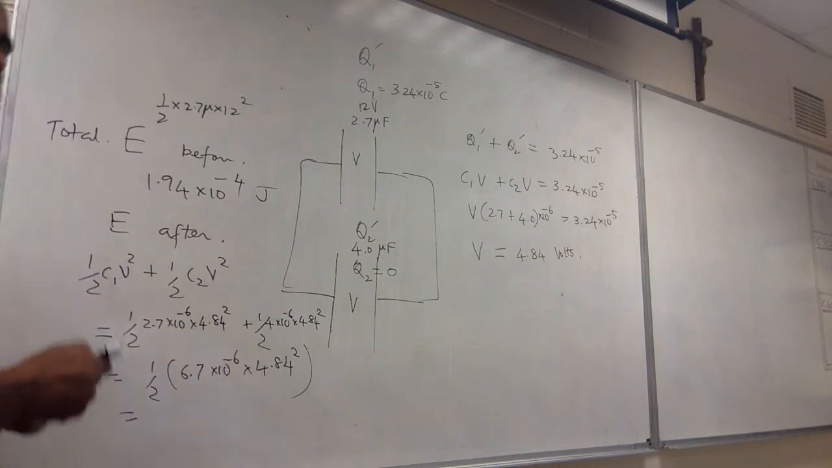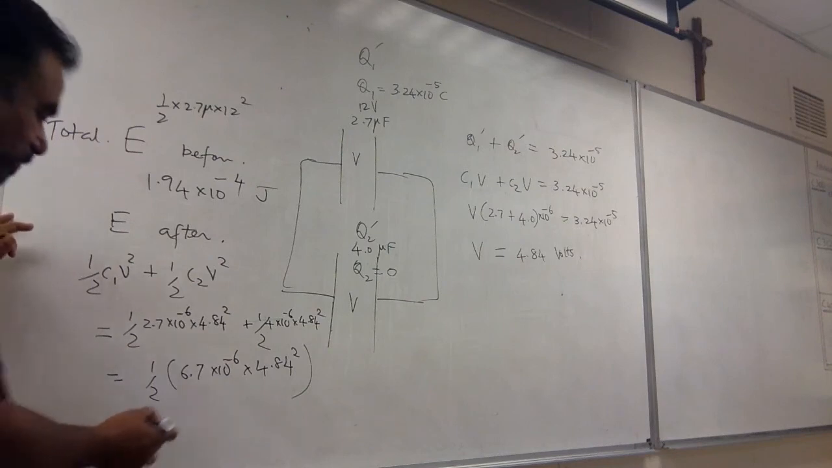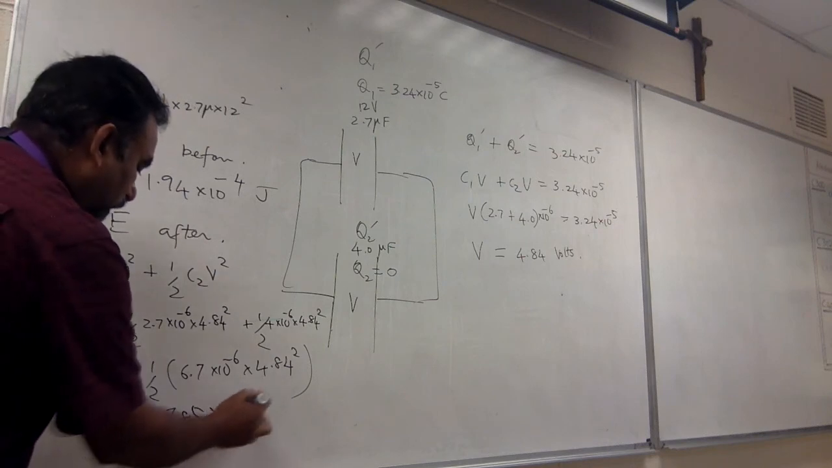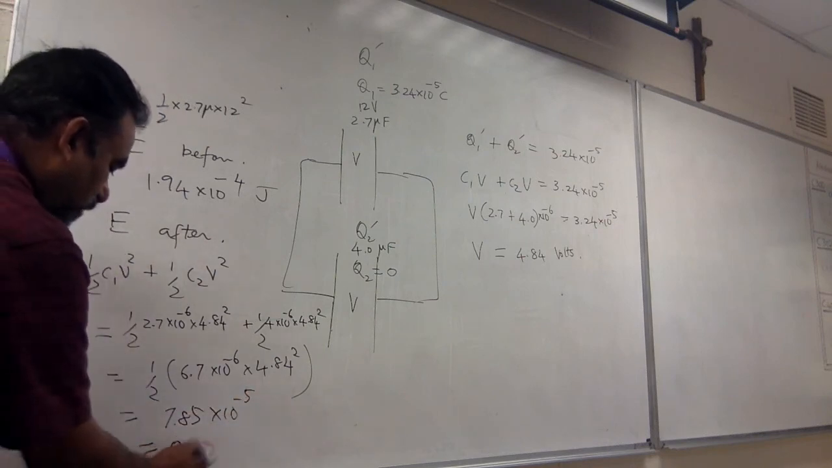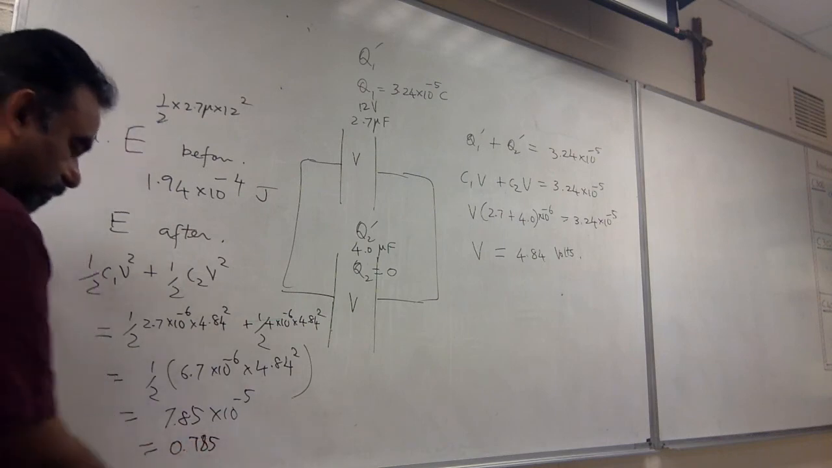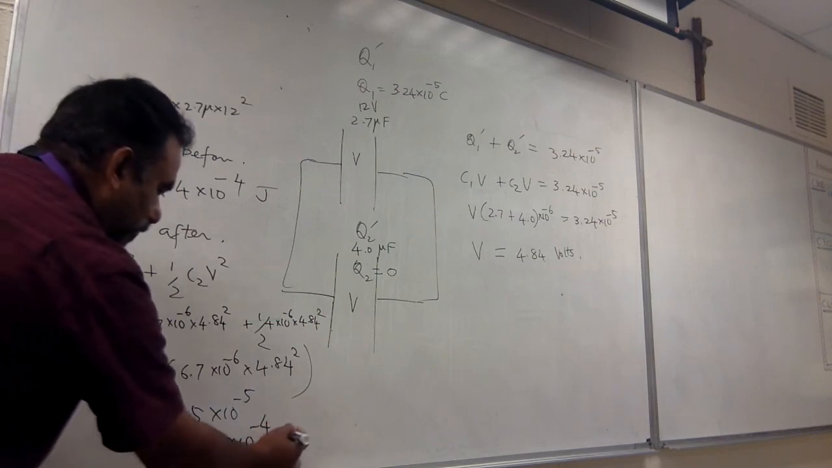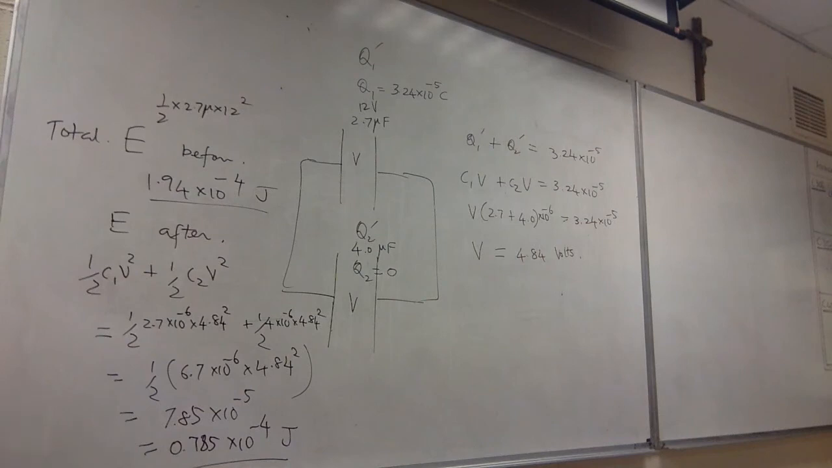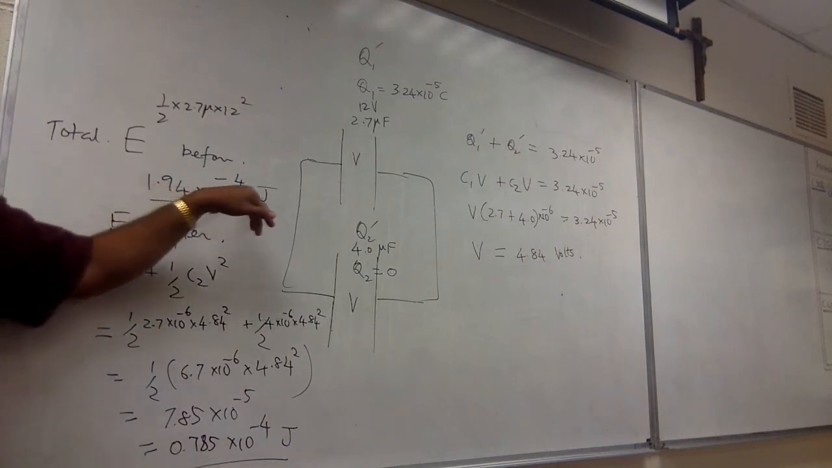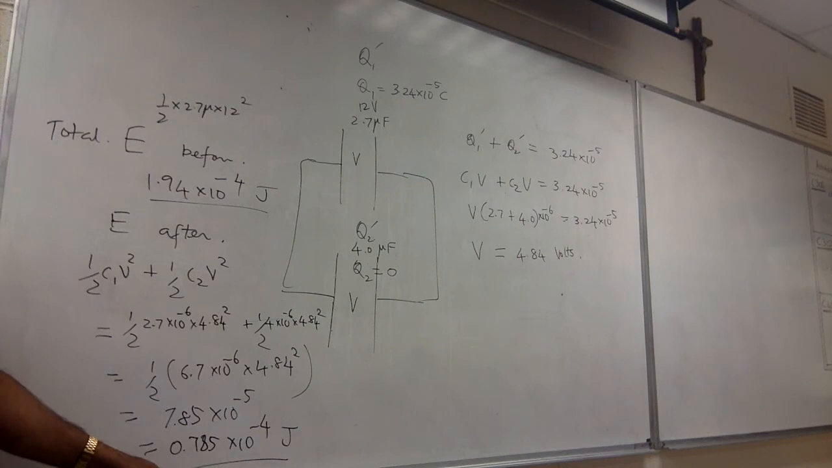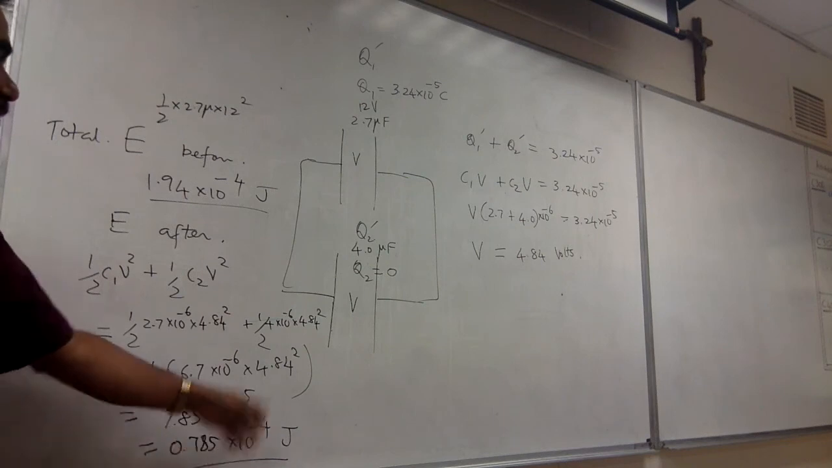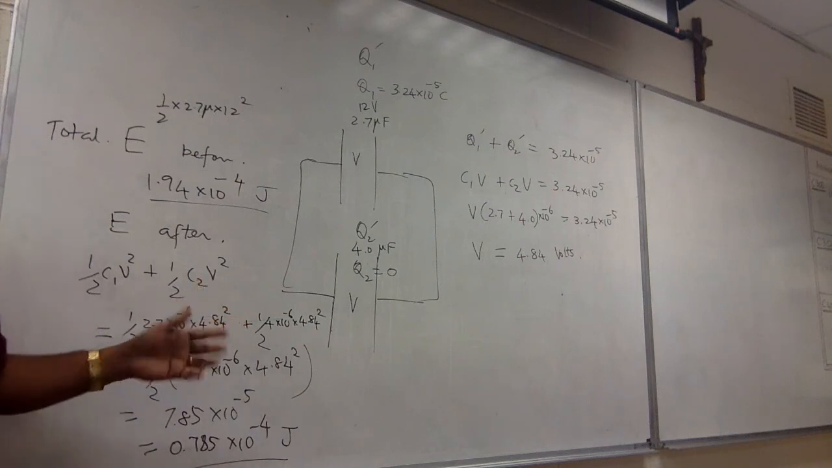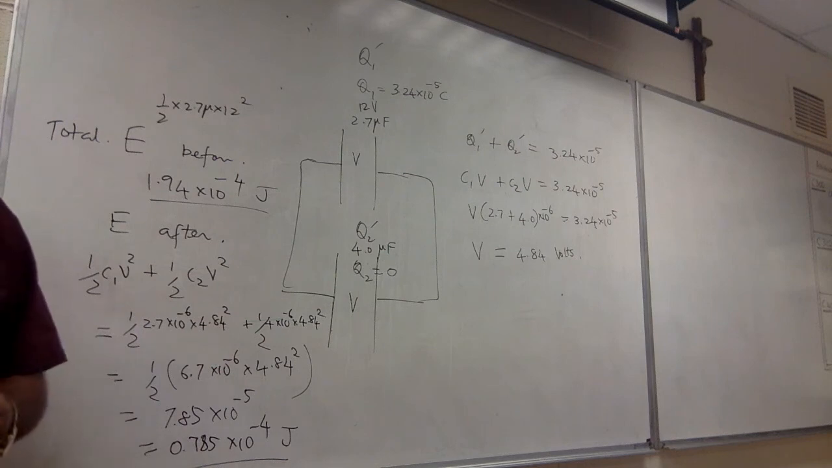How much is this? 7.85 times 10 to the power of negative 5, which is the same as 0.785 times 10 to the power of negative 4 joules. I'm just writing it like this so that you can compare. What was the energy before? 1.94 times 10 power minus 4. What's the energy after? 0.785 times 10 power negative 4. Did it lose energy or gain energy? It lost energy.